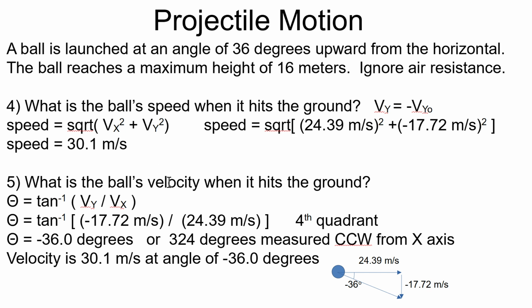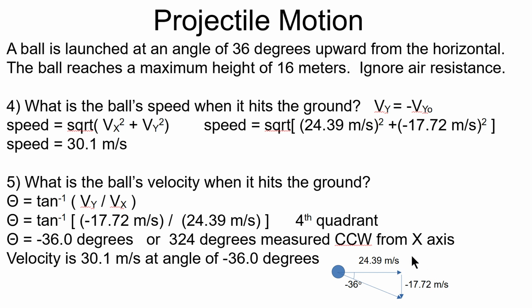When we're asking about the velocity, we need more than the speed. We also need direction. A velocity always has a direction. To find that, again, we're going to be involved with an inverse tangent function. The angle is equal to the inverse tangent of the y component divided by the x component. We have those numbers. The y component is minus 17.72. The x is 24.39.